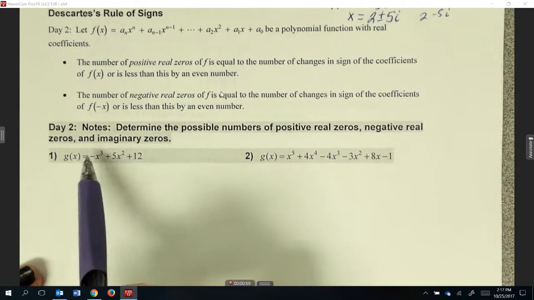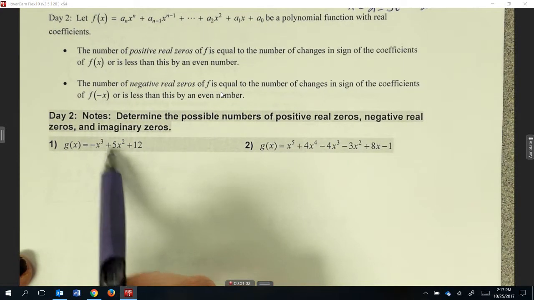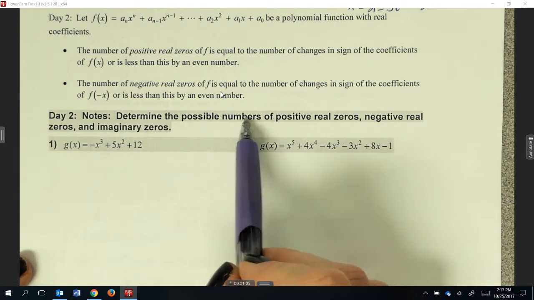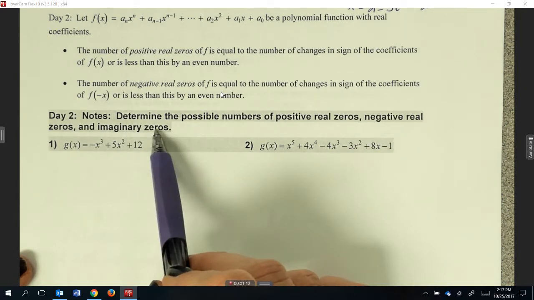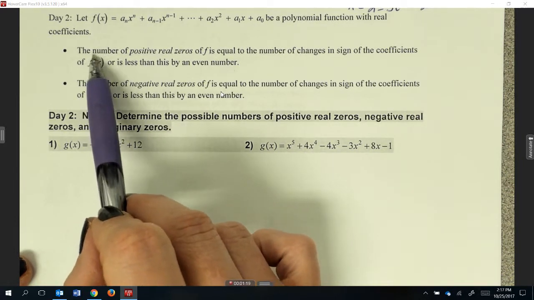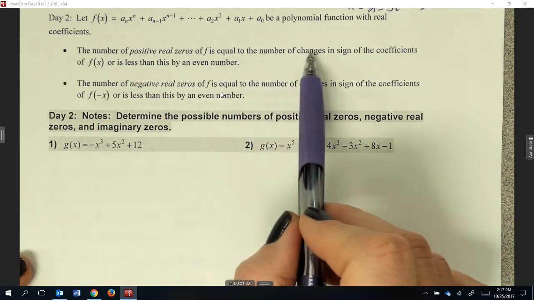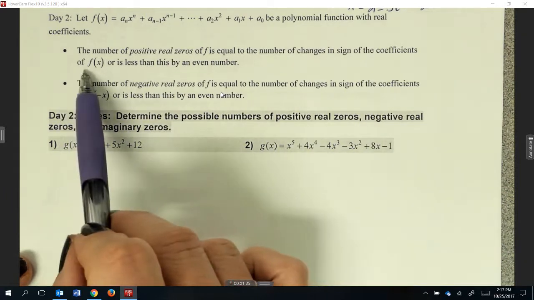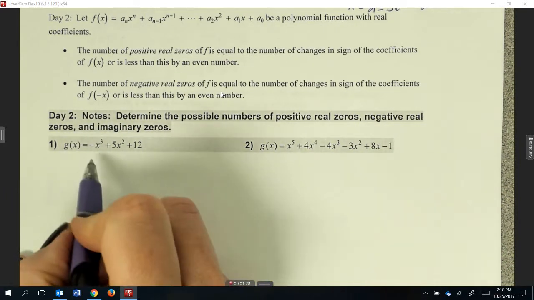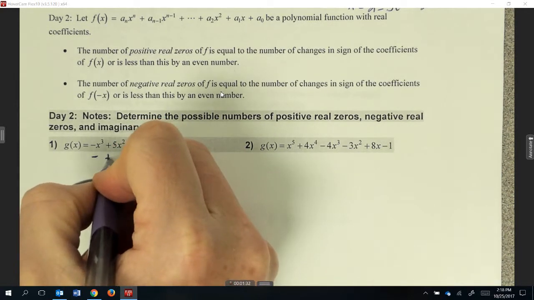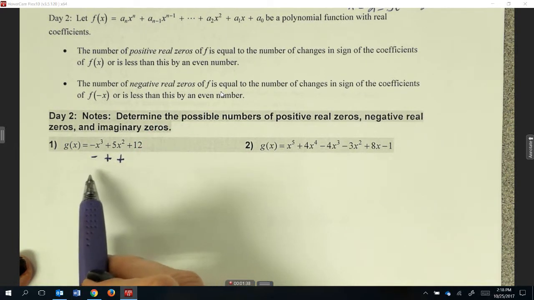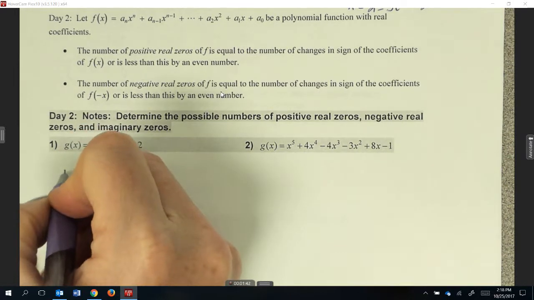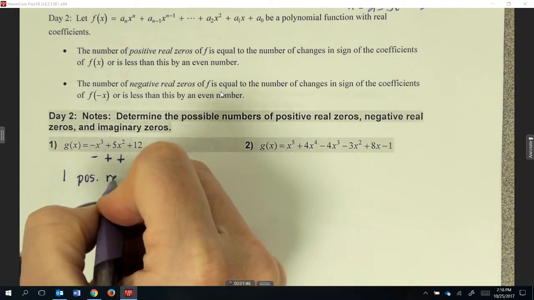But what that means is that if I look at this function down here, we can jot this down. Determine the possible numbers of positive real zeros, negative real zeros, and imaginary zeros. So the first part of his rule of signs says the number of positive real zeros is equal to the number of changes in sign of the coefficients. So look at this. This is a negative, then we go to a positive, then we stay at a positive. How many times does the sign change? Once. So there will be one positive real zero.